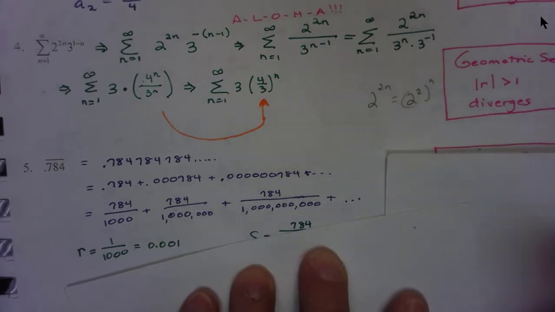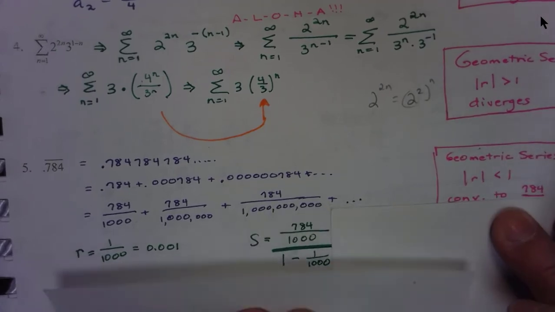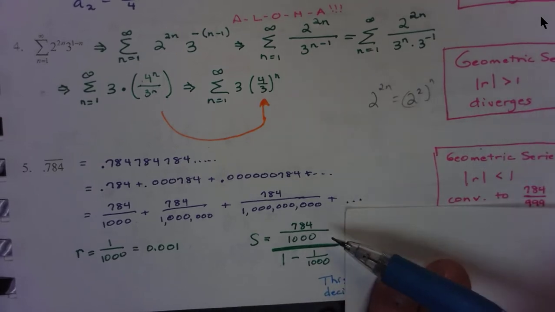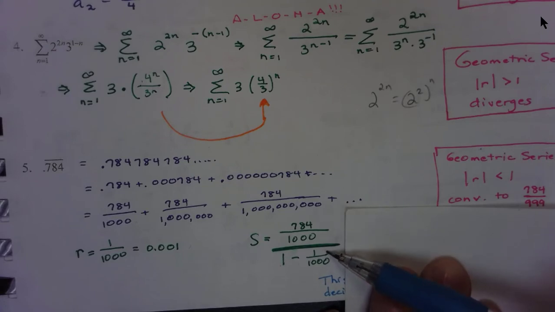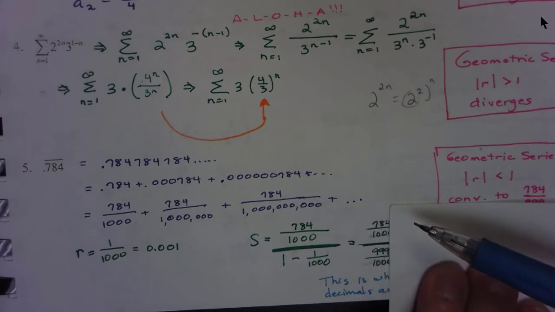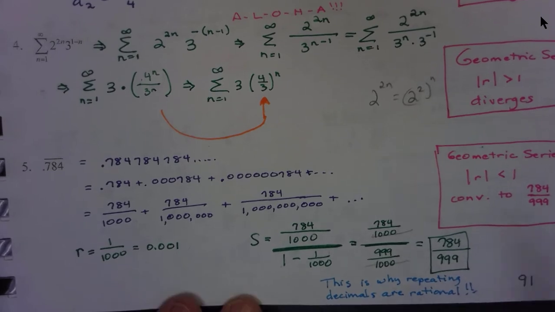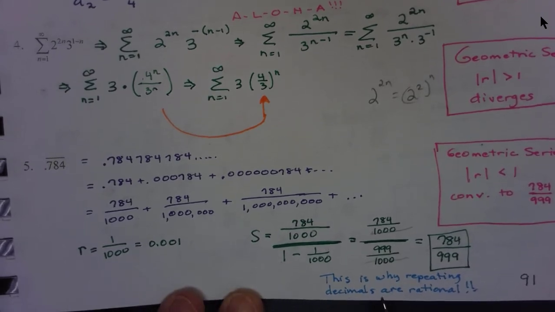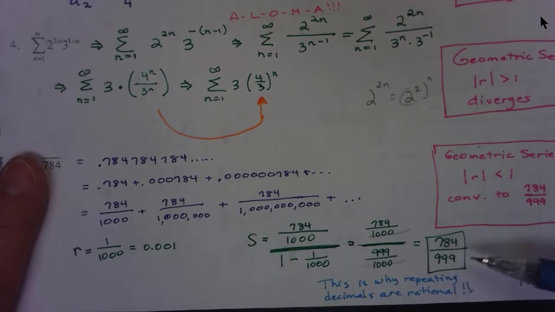My absolute value of r is less than 1. So this series converges. I can find the sum. So my sum is 784 over 1,000, there's my first term, over 1 minus r, which is 784 over 1,000 over 999 over 1,000. Oh, the thousands cancel. There's my sum. This is why repeating decimals are rational, because we can write the sum as a rational number, a fraction.